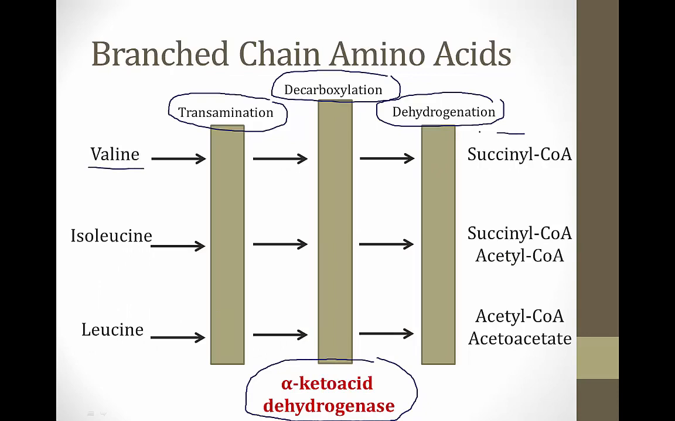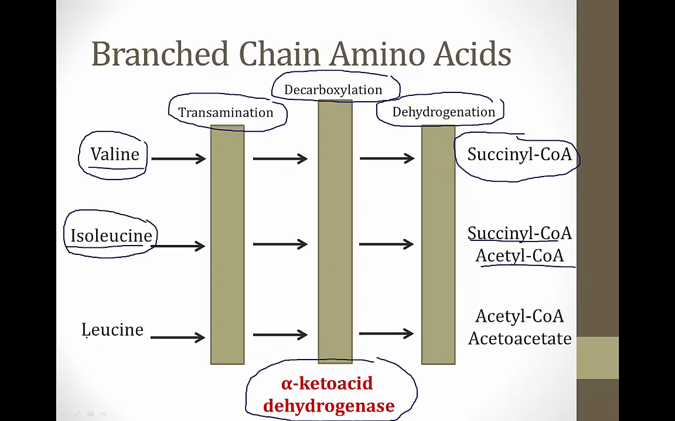Valine is metabolized into succinyl-CoA. Succinyl-CoA can enter the TCA cycle and become glucose, therefore valine is a glucogenic amino acid. Isoleucine is metabolized into succinyl-CoA, which can become glucose, and acetyl-CoA, which can only become a ketone body. Therefore, isoleucine is both glucogenic and ketogenic. And then finally, leucine is one of the 2 purely ketogenic amino acids. It is metabolized into acetyl-CoA and acetoacetate, and therefore it is a purely ketogenic amino acid.